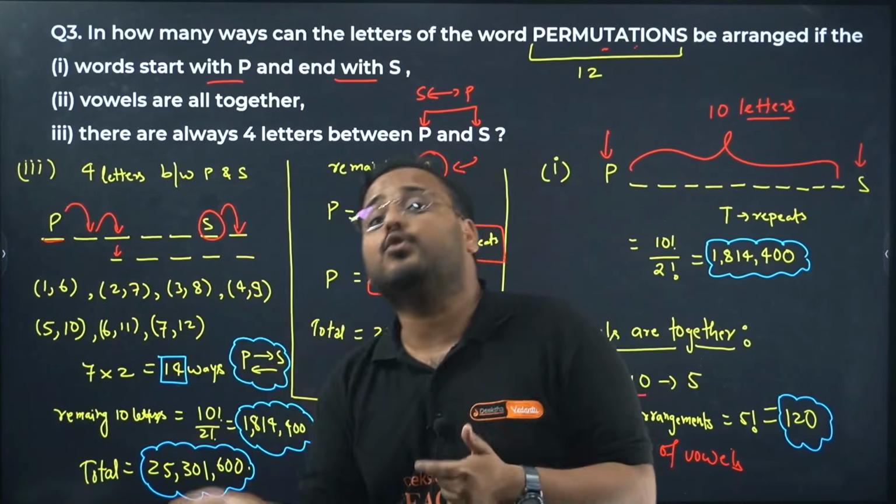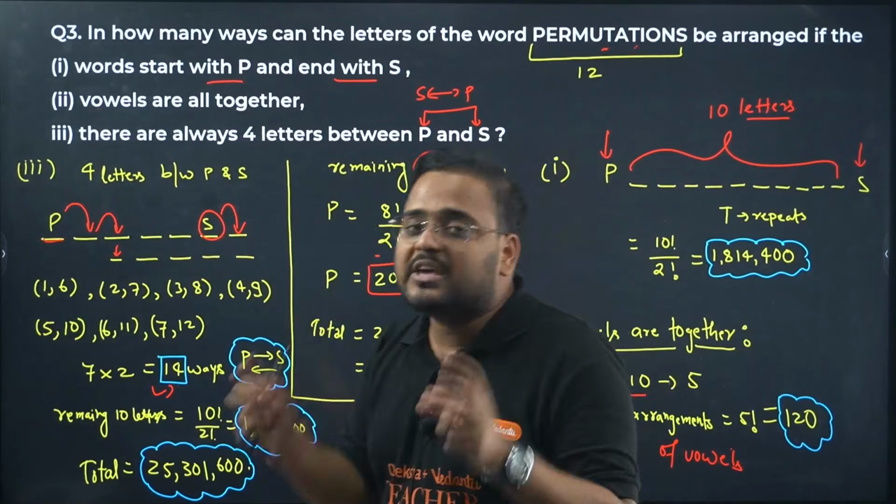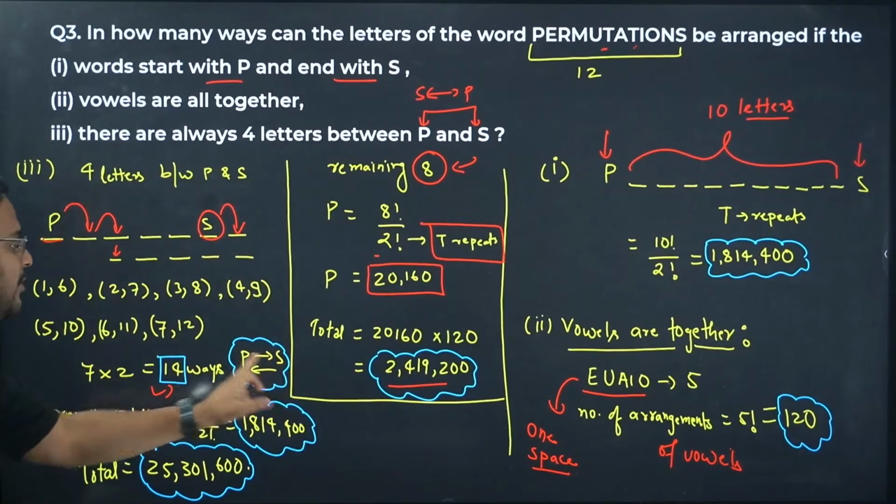So we also have into 2. So we have a total of 14 ways. Total of 14 ways to keep 4 elements between P and S, or S and P. So P to S or S and P.